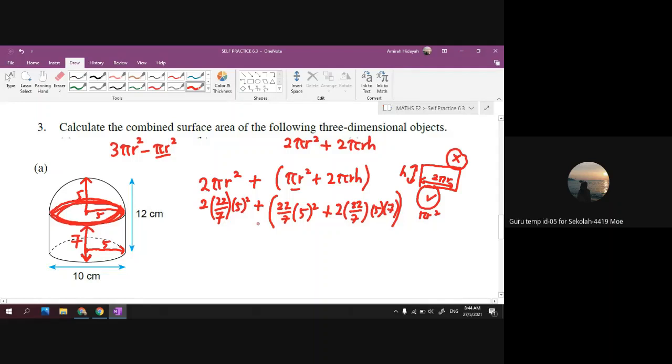So the answer is 455.71 centimeter square. Okay. So this is the answer.